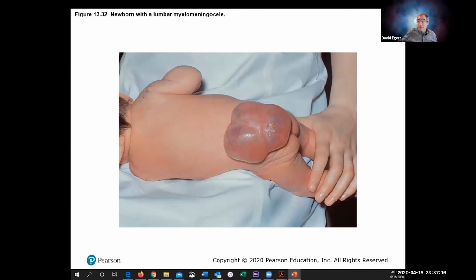Does anyone know what this is? So CSF fluid. Yeah, so this is an example of spina bifida. I should have mentioned it.